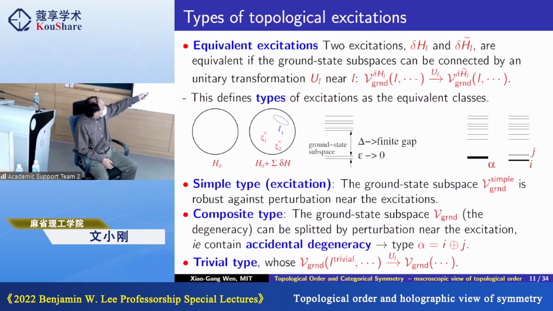Then they call this trap composite. It's an accidental degeneracy of two simple ones. So actually the excitations in mathematics have a simple type, which we call stable, or a composite type, meaning with accidental degeneracy. And this notion turns out to be very, very important. That is, the composite excitation can be viewed as a direct sum of two simple excitations.